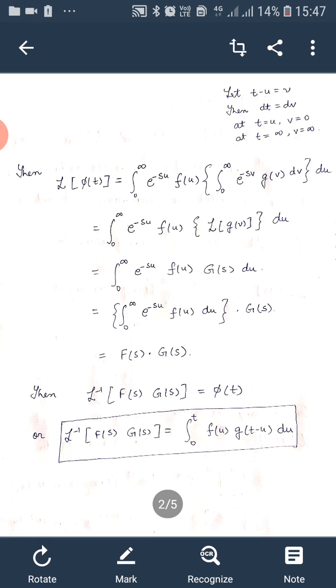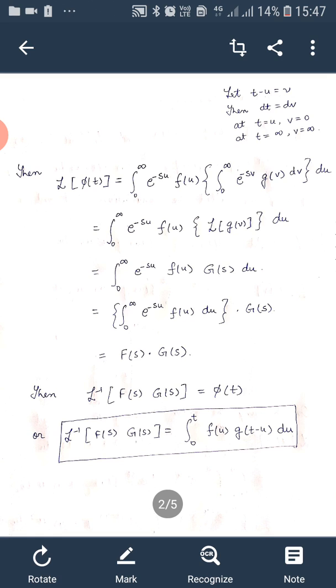So I have just mentioned it here, that in the curly bracket the Laplace transform of a function g(u), and then finally we are integrating it with respect to u. So what is this L of g(u)? In the statement of the theorem we already know that it is equal to G(s) here. So in the place of L of g(u), I am just writing capital G(s).